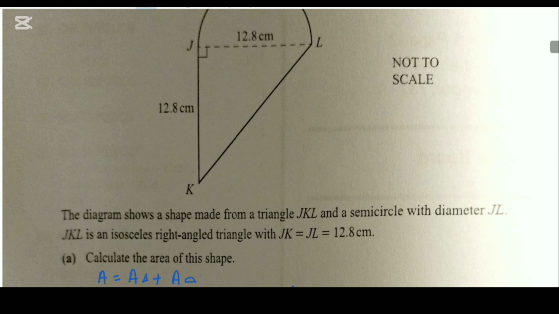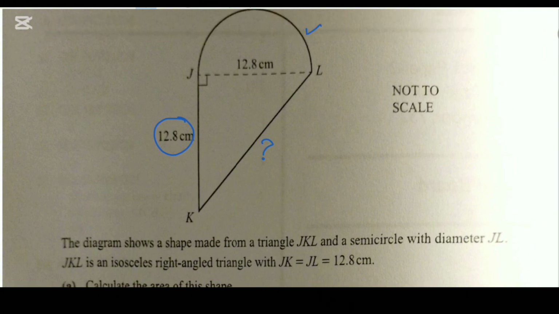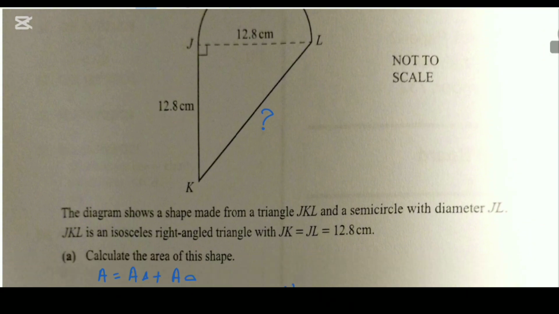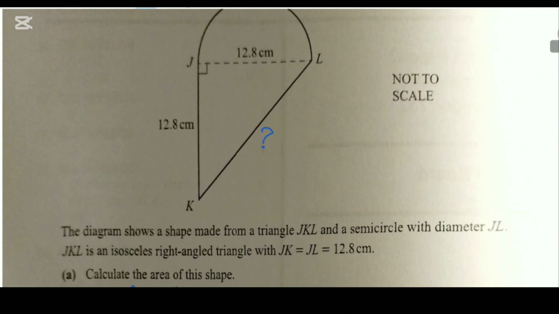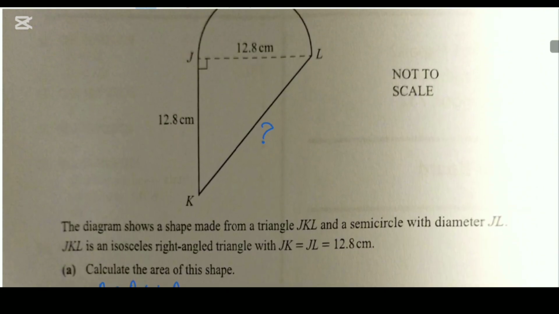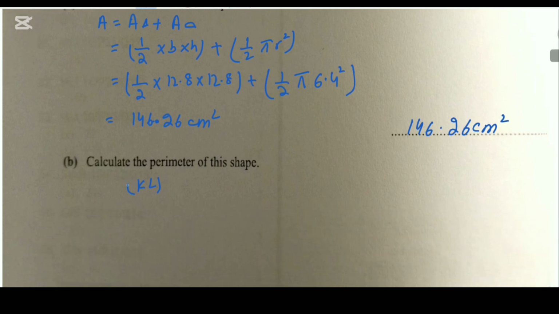So first of all we have to find KL. We don't know KL, so we have to find this side. This is given, and arc length you have to find with the help of the formula. First of all you have to find KL. We find it with the help of Pythagoras theorem, because this is a right angle triangle and you can find the third side of a right angle triangle by Pythagoras theorem. So KL square, hypotenuse square, is equal to base square plus perpendicular square. So 12.8 square plus 12.8 square.